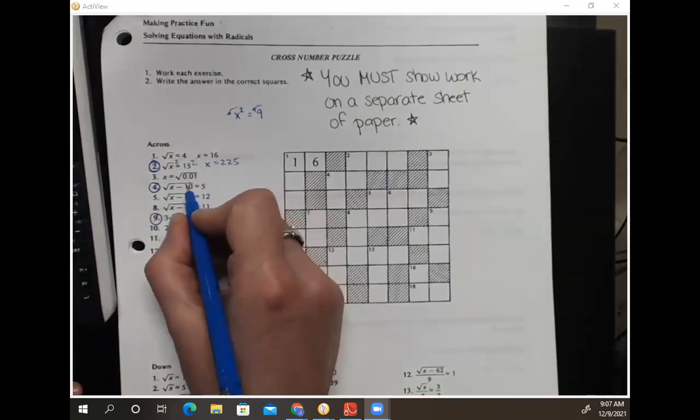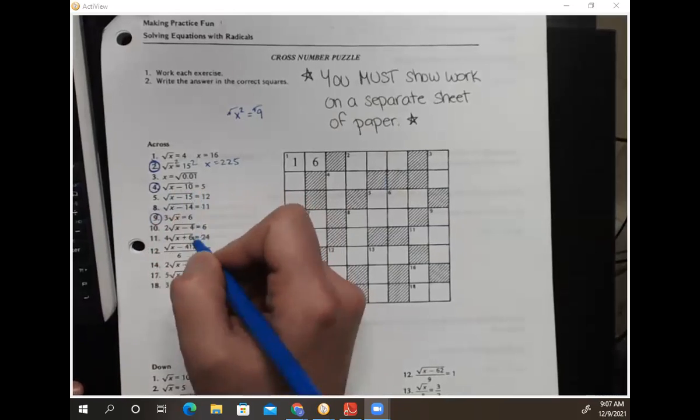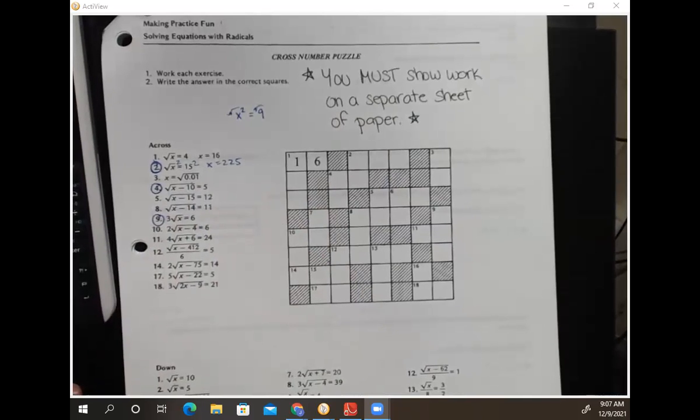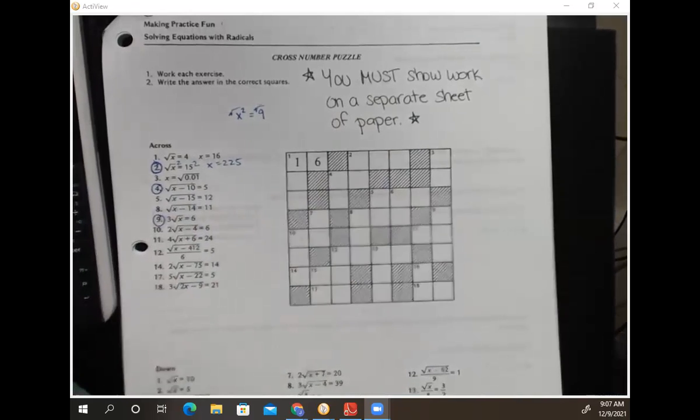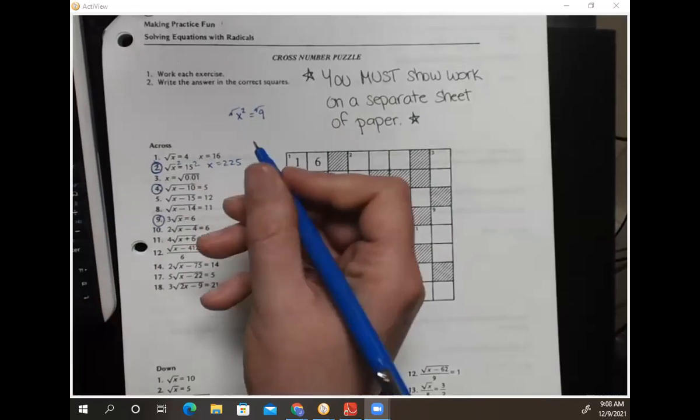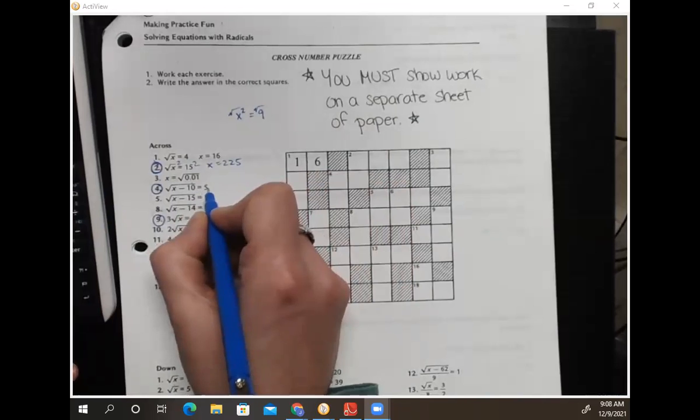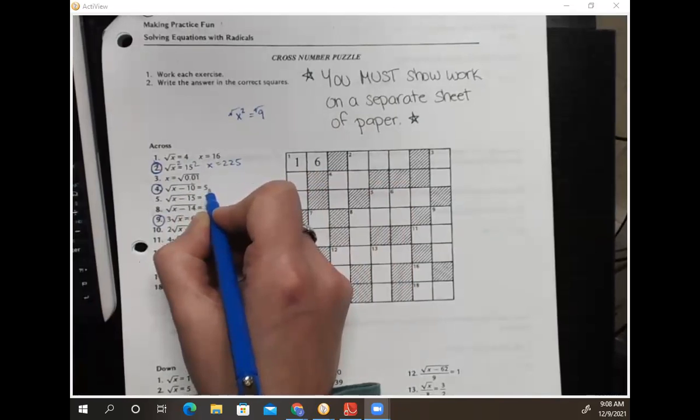Number 4, I have the square root of not just x this time, but x minus 10. What would I do here? So you're looking at, I know what number would give me 5 if I took the square root of it. Yeah. What if I didn't know what number gave me 5? What if I had 57 here? How could you work through that?